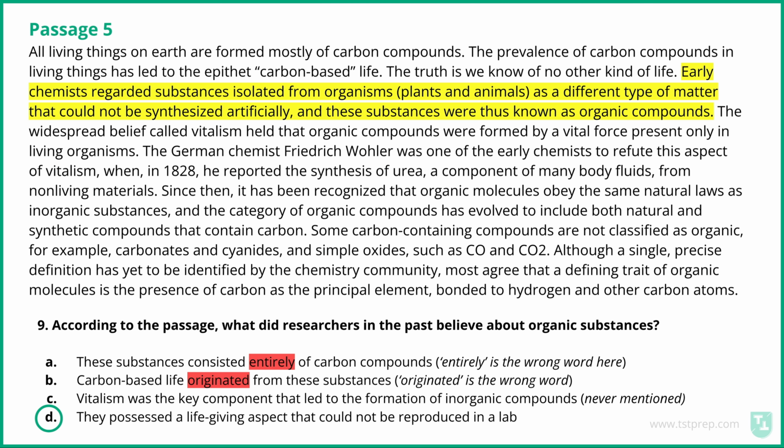Number 9, according to the passage, what did researchers in the past believe about organic substances? D is the best answer here. The words highlighted in red are the wrong words. So just by having the wrong vocabulary, you can really completely change the meaning of a sentence. So, for example, A consisted entirely of carbon compounds. Entirely is the wrong word. The first sentence here says mostly carbon compounds. So entirely and mostly, two very different things.